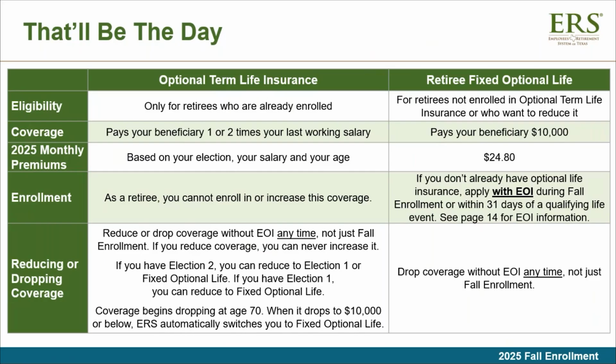If you don't have any type of additional life insurance and you're wanting to elect that now, you would have to go through what's called evidence of insurability, which is an application process regarding your health history in order for that benefit to be approved. If that approval happens before January the 1st, then it'll go into effect as of January the 1st. If the approval happens after January the 1st, then it will just take effect the first of the month after that approval date.